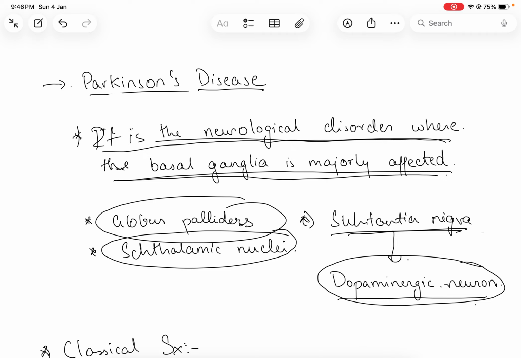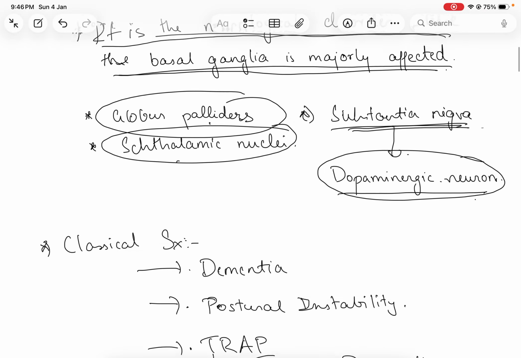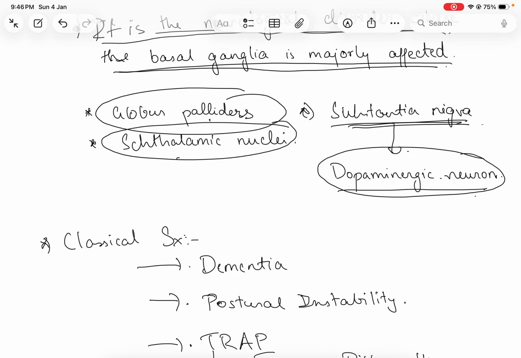So, what is the basal ganglia? It usually consists of three parts: globus pallidus, subthalamic nuclei, and substantia nigra. The substantia nigra contains dopaminergic neurons. As you all know, the main function of dopamine is that it activates the function of the muscles and controls the brain stimulus.